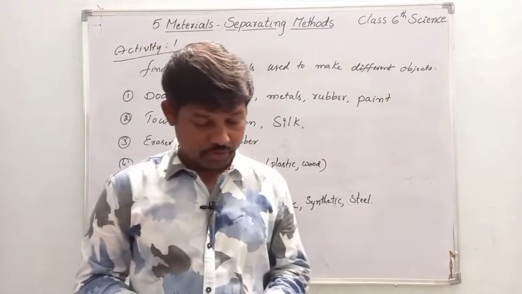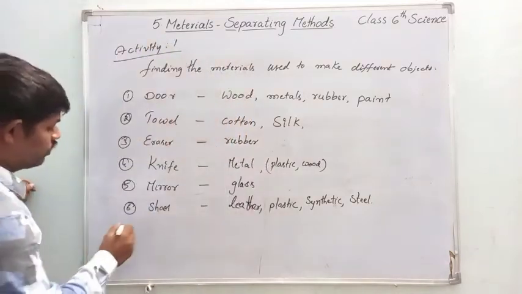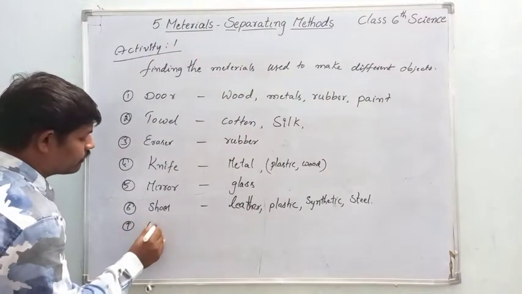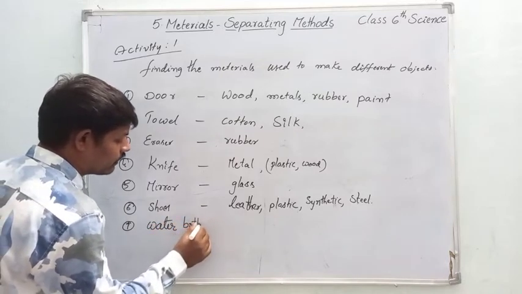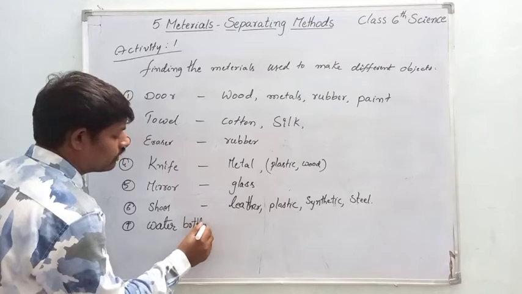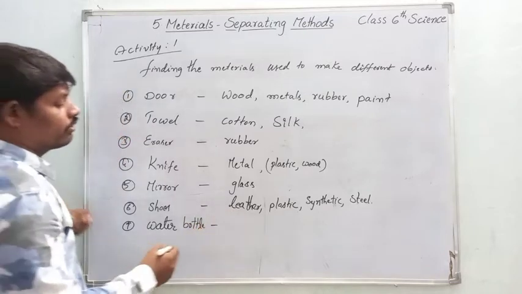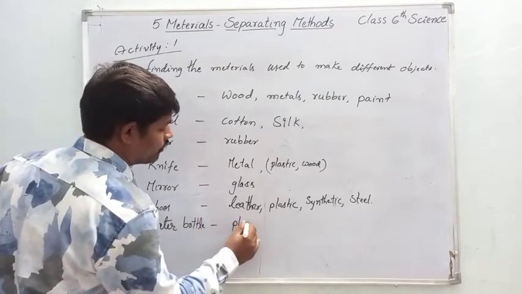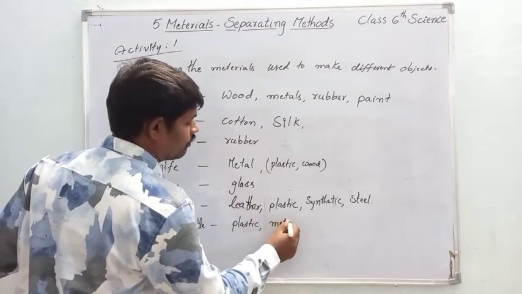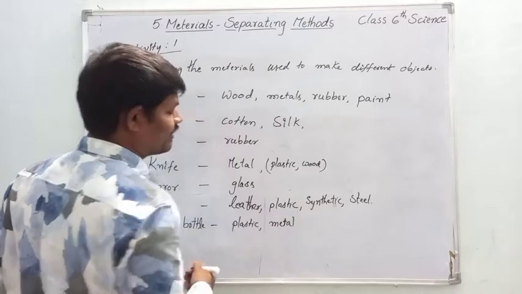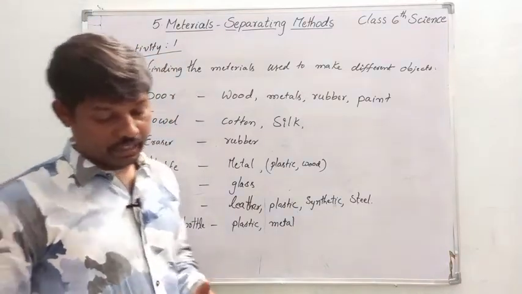And next one more, water bottle. So which material is used for water bottle? Nowadays different bottles are available. So water bottles are made up of either plastic, and metal bottles also came, either metal or plastic.